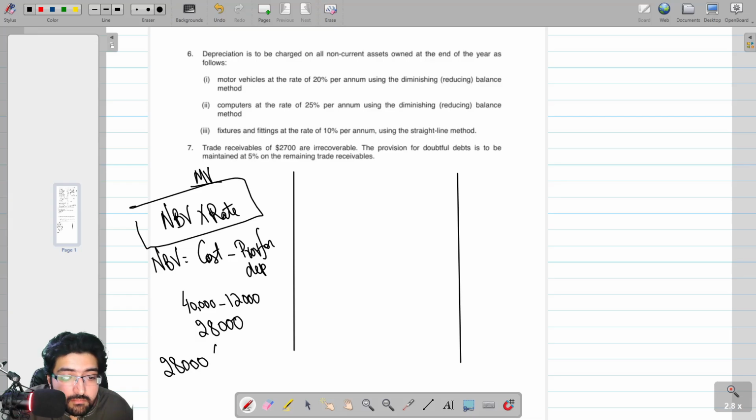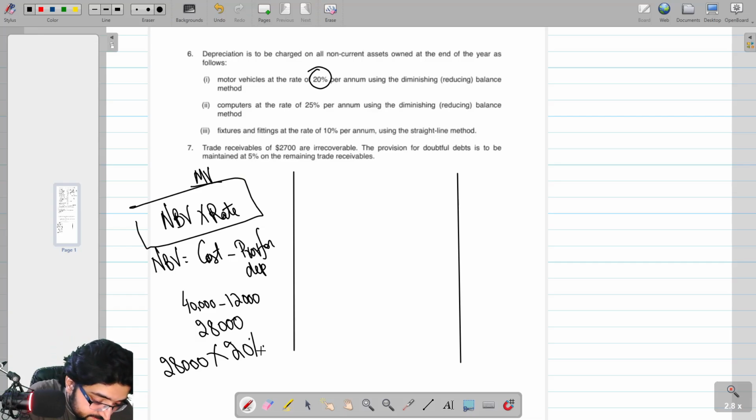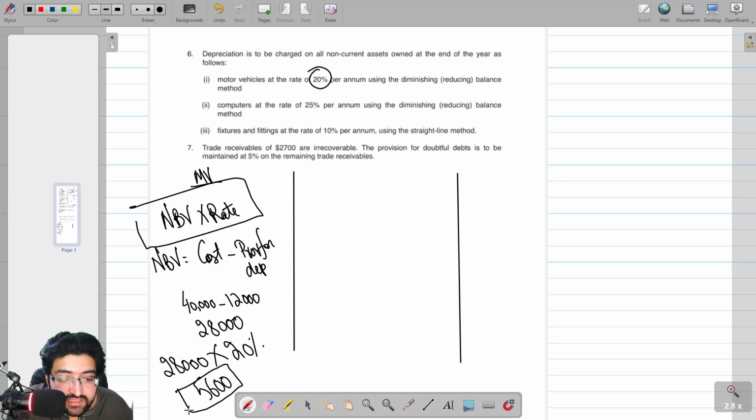Now I can put this value in this formula, net book value multiplied by rate. 28,000 multiplied by, what's the rate of depreciation? 20%. This will always be given in the question. So 28,000 into 20% gives me 5,600. 5,600 is the depreciation of the current year of motor vehicle.